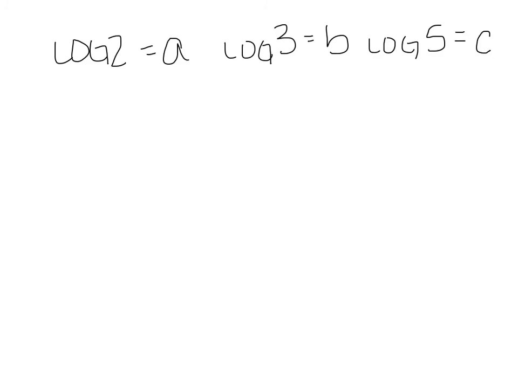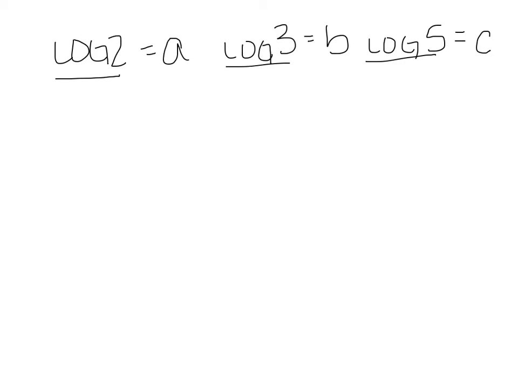Alright, this is going to be a little review of our properties. We're going to use these 3 values at the top. We're going to have the log of 2, which equals A, the log of 3, which equals B, and the log of 5, which equals C. We're going to use these along with our properties to figure out some different situations.